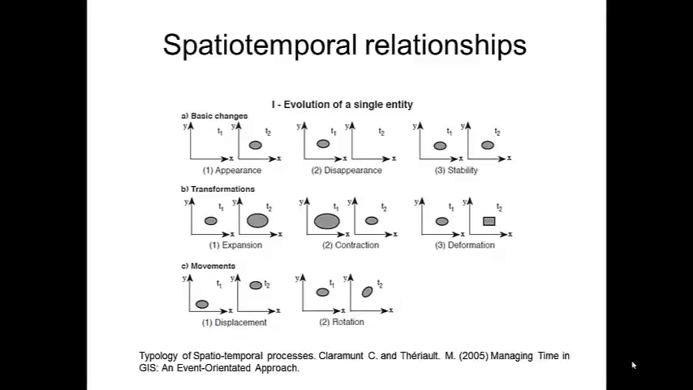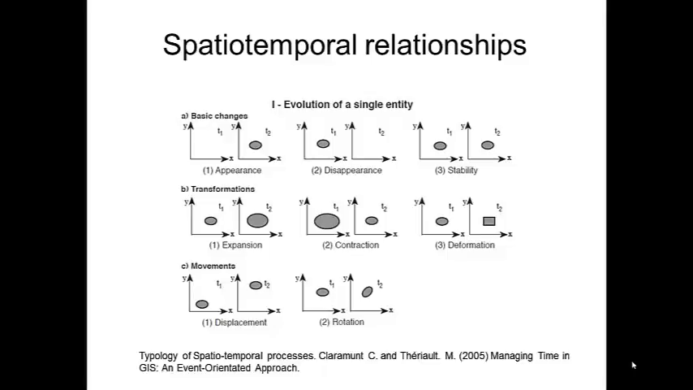So these are some diagrams by Claramunt and Thériault, so I couldn't pronounce that. Looking at spatiotemporal relationships, the types of spatiotemporal relationships that exist that we might want to impose constraints on or undertake queries on. I'm not going to provide you with answers for how you do this, but we'll just look at this. So remember back to that slide with movement and things like that earlier on.